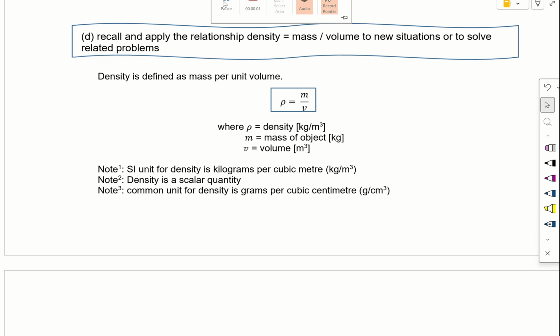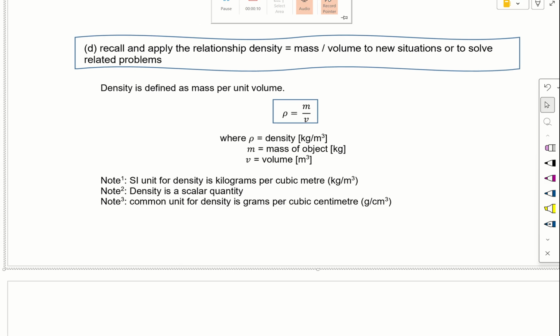Okay, for this video, I'll be going through pure physics, pressure, success criteria D. Recall and apply the relationship density equals mass over volume to new situations or to solve related problems.